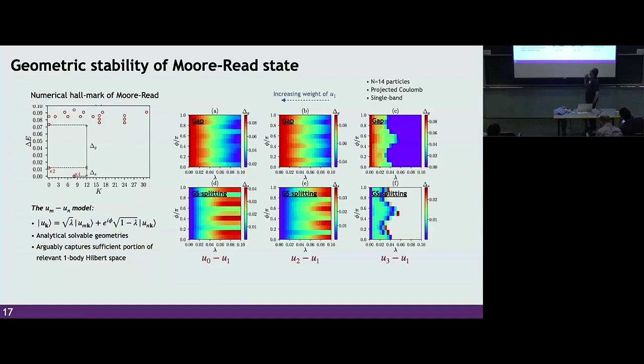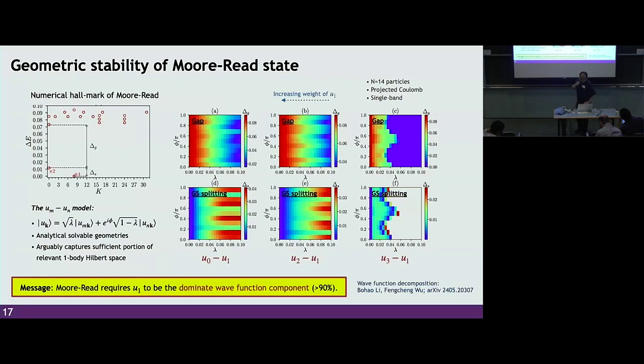Here, the first row shows the gap as a function of the superposition amplitude and the phase, and the second row captures the ground state splitting. You will see that the Moore-Read state only occurs in a very narrow window. For example, lambda is generally less than 0.1. In other words, the Moore-Read state is a very weak, very fragile fractional topological state that requires the first generalized Landau level to be the dominant wave function component.